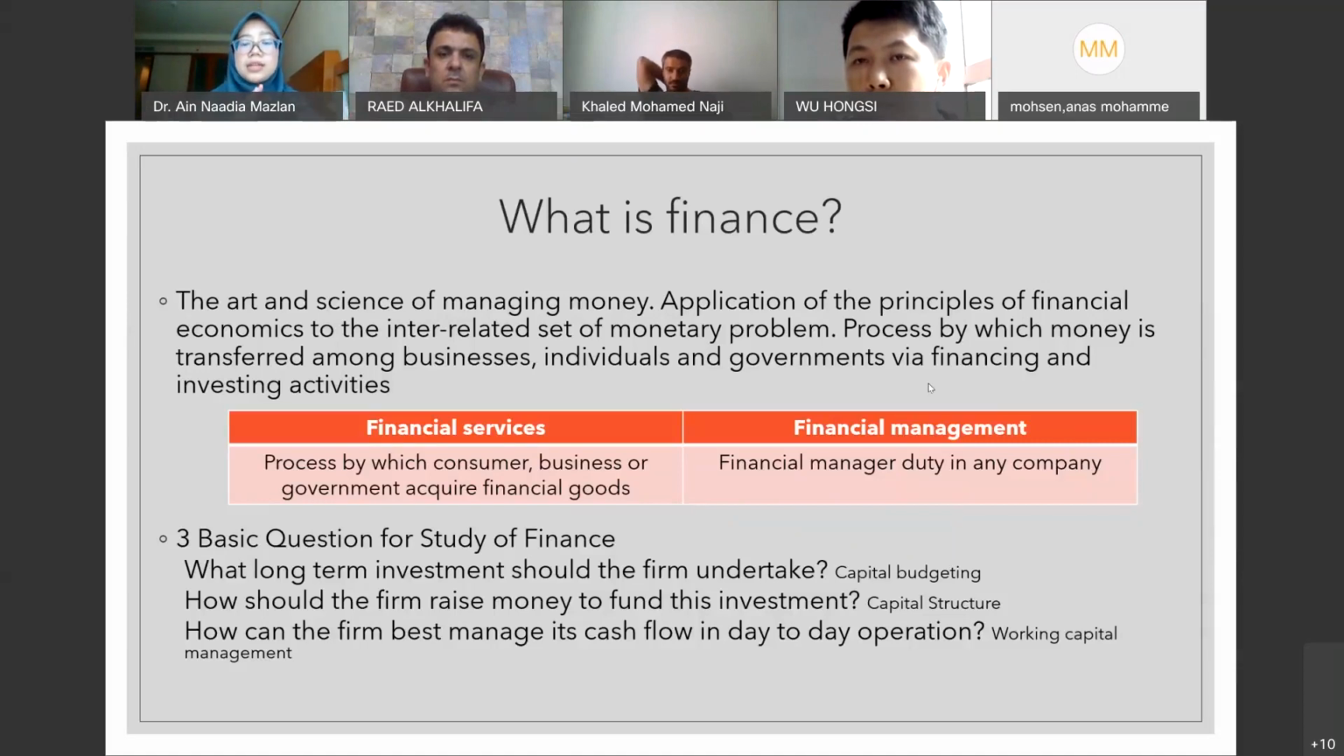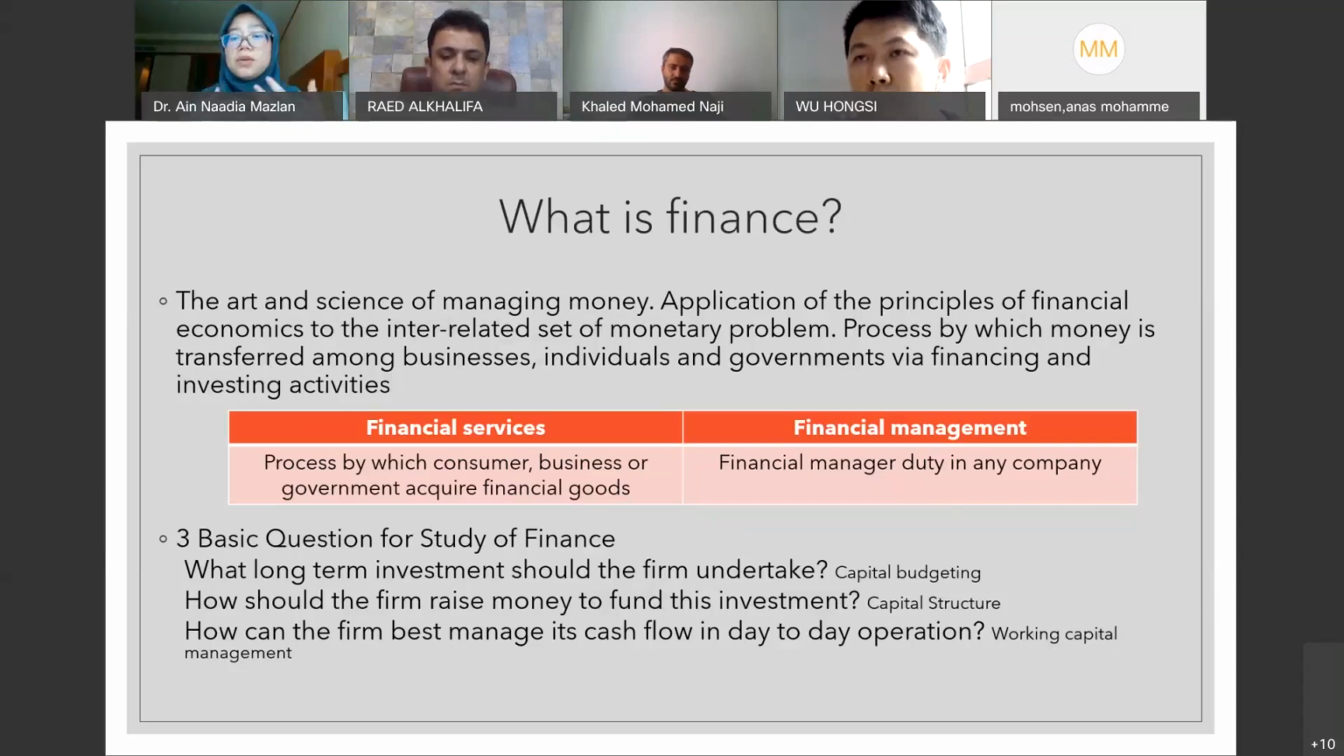Also the transfer of money from individuals and even governments via financing and investing activities. So when we talk about finance, there are two parts of it, which are financial services and financial management. Financial services is a process by which consumers, businesses, or governments acquire financial goods. But what we're going to learn is actually the duty of financial management in any company.